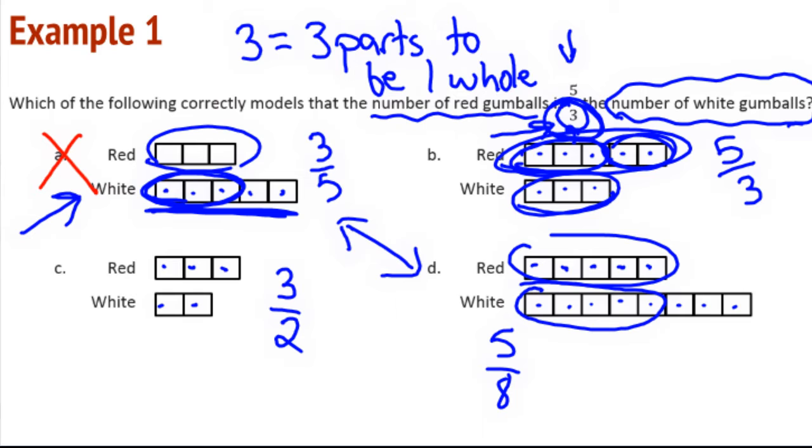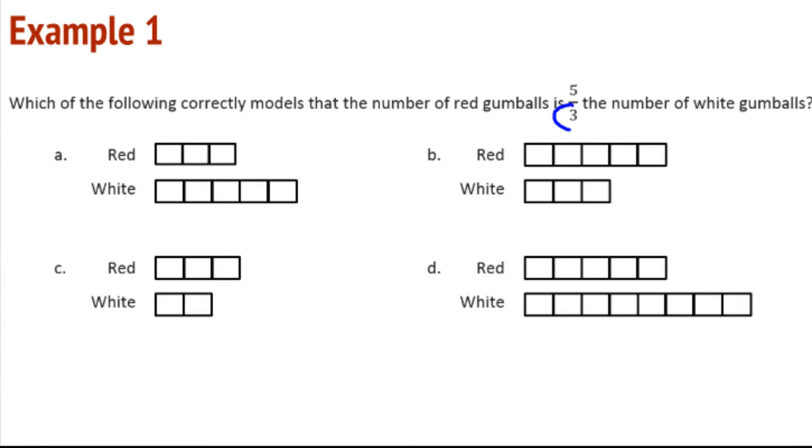Now, you might be feeling a little overwhelmed. Boy, that went really fast, but I need you to stop and step back here and think for a second. What do we know about fractions? Fractions have denominators. Denominators tell us the total number of pieces to make a whole. So this denominator here says that 1 whole is going to be 3 pieces. And it says the number of red gumballs is 5 thirds the number of white gumballs.